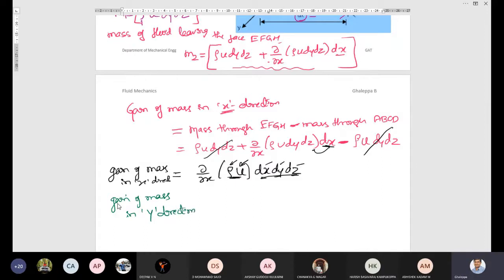Please help me to write in y direction. This is the gain of mass of fluid in x direction. In this equation, I need to write gain of mass in y direction because this is the fluid element. Fluid will also store some in x direction.